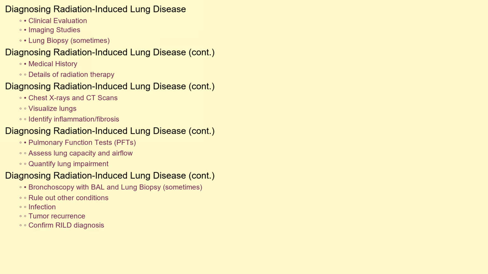Diagnosing radiation-induced lung disease involves a combination of clinical evaluation, imaging studies, and sometimes lung biopsy. A thorough medical history, including details of radiation therapy, is essential. Chest X-rays and CT scans of the chest are used to visualize the lungs and identify characteristic patterns of inflammation or fibrosis. Pulmonary function tests, or PFTs, are performed to assess lung capacity and airflow. These tests can help quantify the extent of lung impairment.